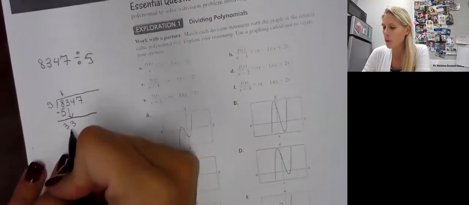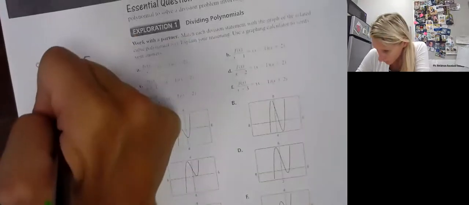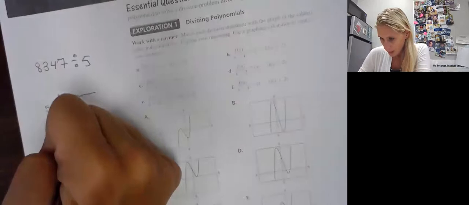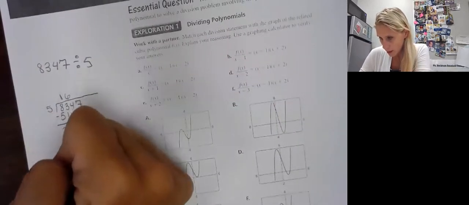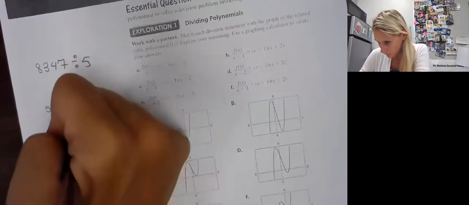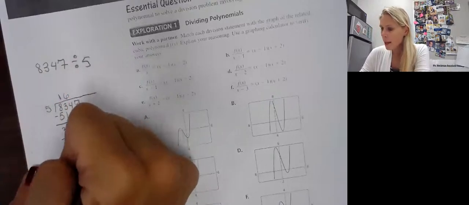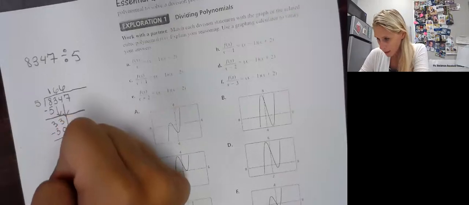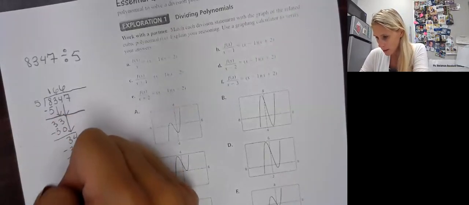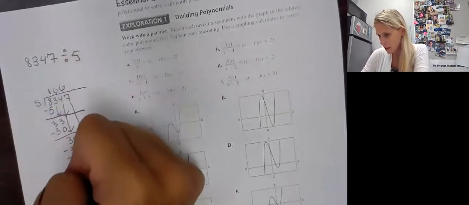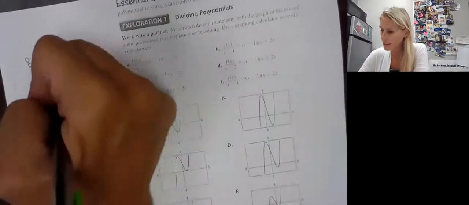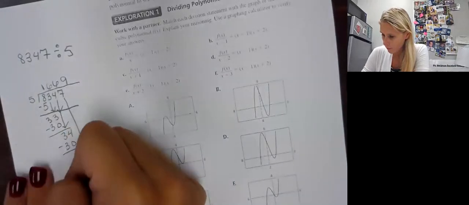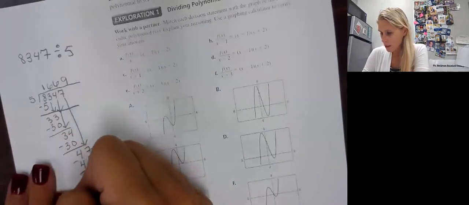So how many 5s go into 33? Well, 6, because 5 times 6 is 30. And then we subtract, get 3, bring down the 4. How many 5s go in 34? 6, because 6 times 5 is 30. Subtract, get 4, bring down the 7. How many 5s go into 47? 9. Then we get 45, subtract, and we get remainder 2.